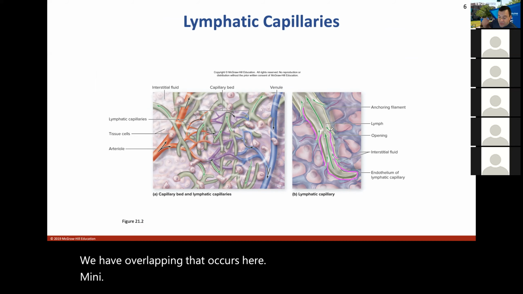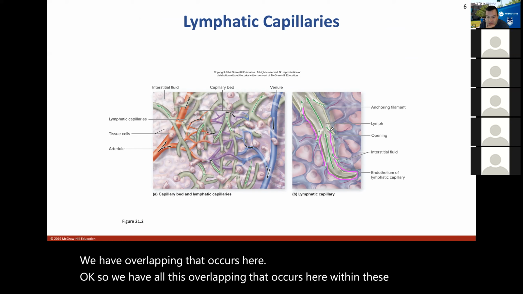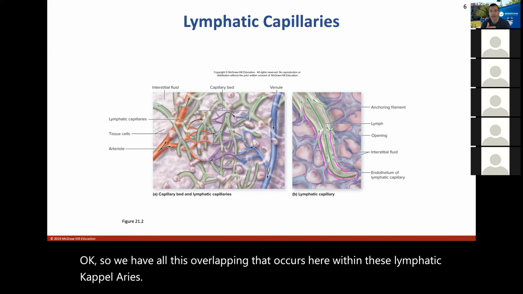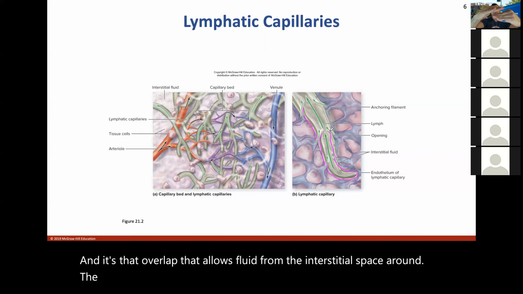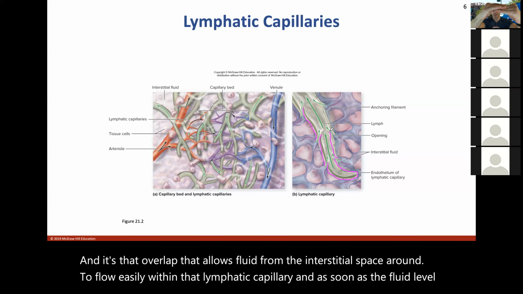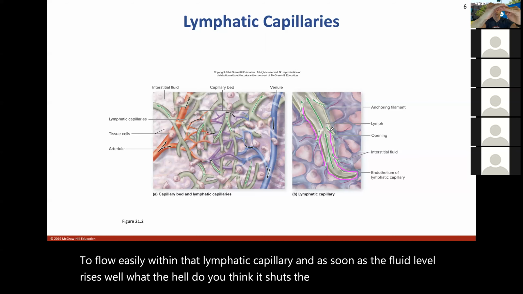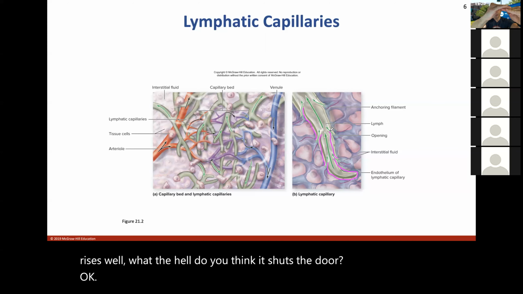Okay, so we have all this overlapping that occurs here within these lymphatic capillaries. And it's that overlap that allows fluid from the interstitium, the space around, to flow easily within that lymphatic capillary. And as soon as the fluid level rises, it shuts the door. As fluid is filling it up, it shuts it up. And then it gets moved along.